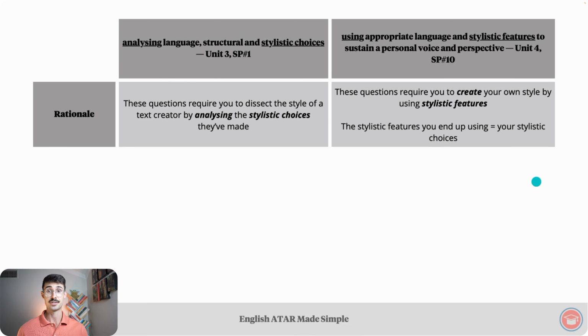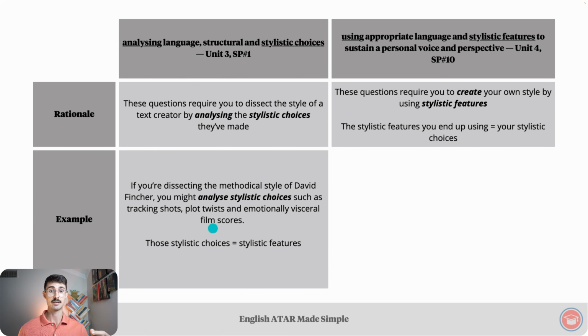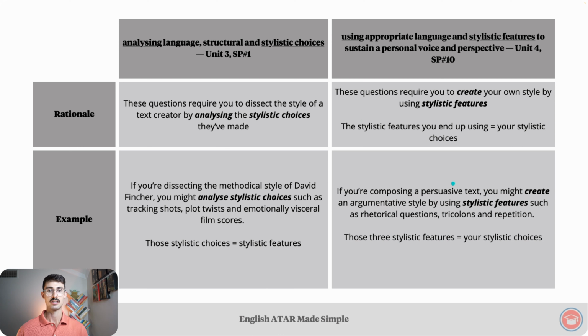Returning to the analytical side, for example, if you're dissecting the methodical style of David Fincher, a great director, you might analyze the stylistic choices such as tracking shots, plot twists, and emotionally visceral film scores. Those stylistic choices that Fincher has made equal stylistic features. Over on the creative side, if you're composing a persuasive text, rather than analyze stylistic choices, you might create an argumentative style by using stylistic features such as rhetorical questions, tricolons, and repetition. Those three stylistic features would equal your stylistic choices.